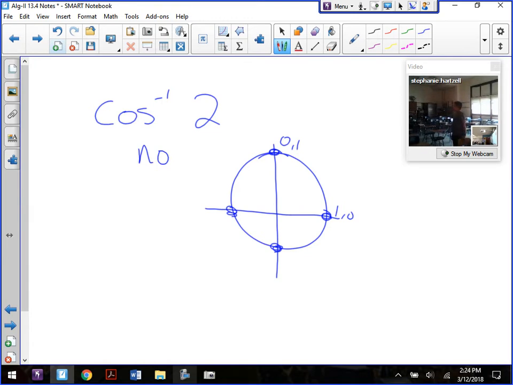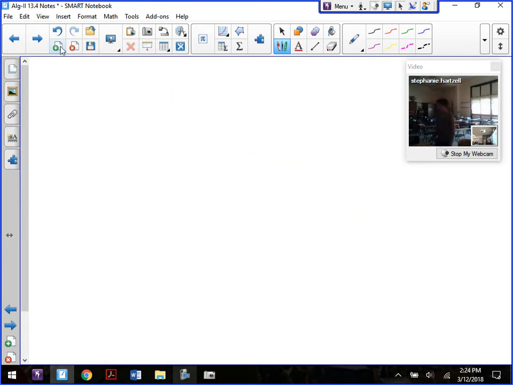All right. What about this? Let's try another cosine. What angle has a cosine that's equal to -1/2? What angle has a cosine that's equal to -1/2?